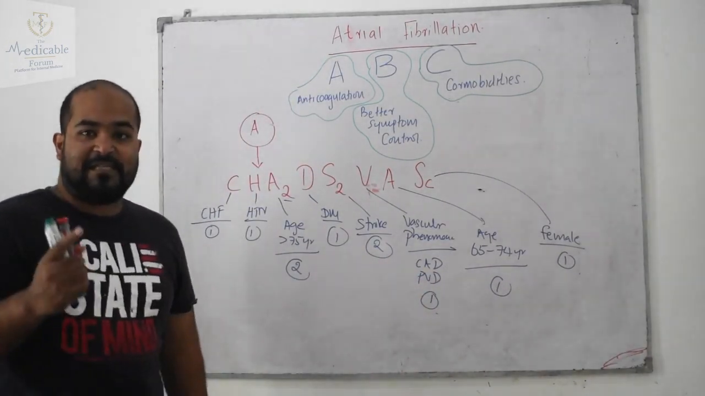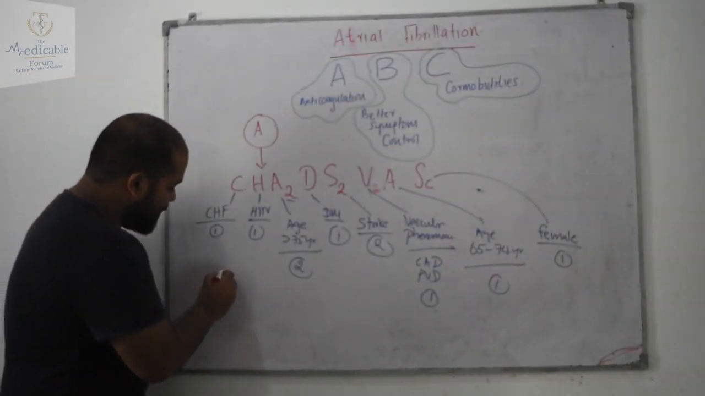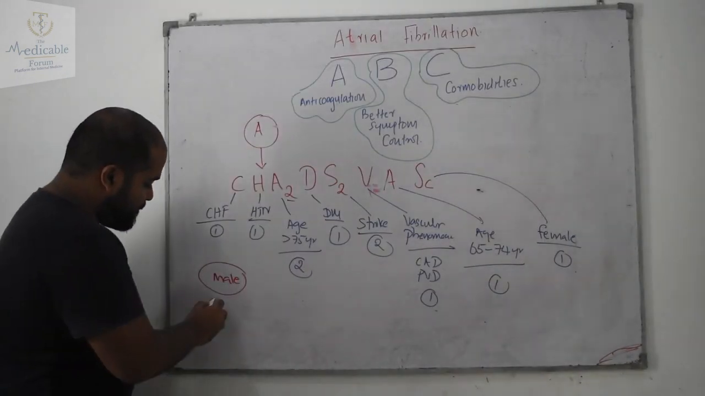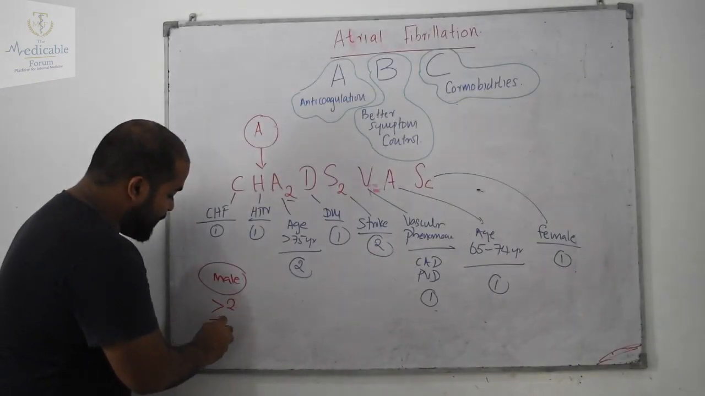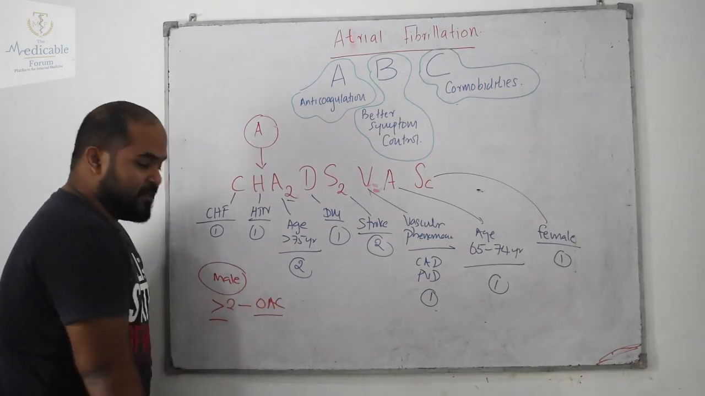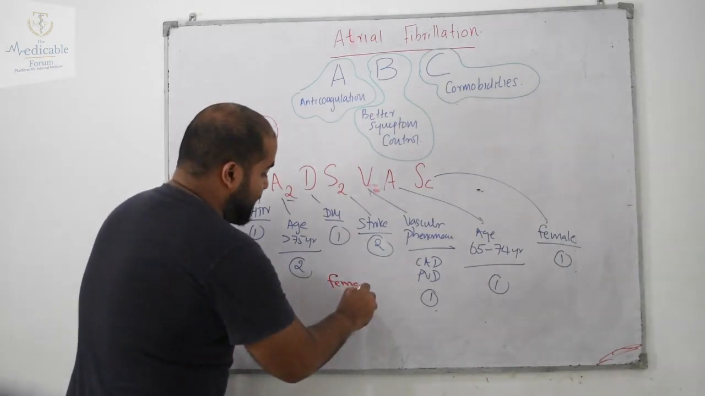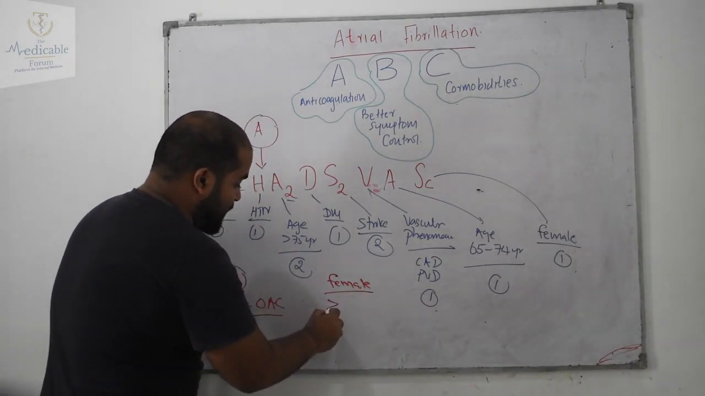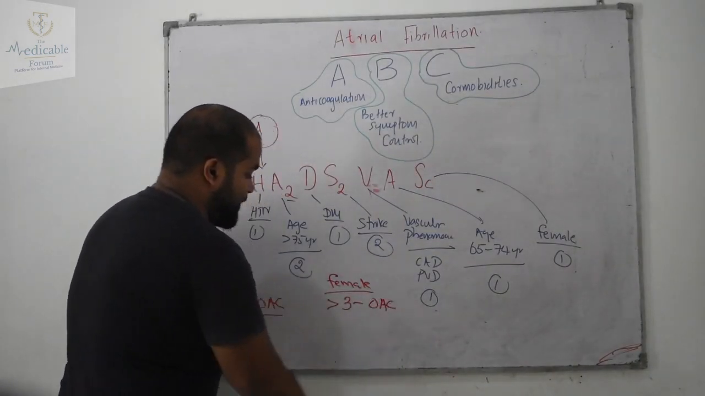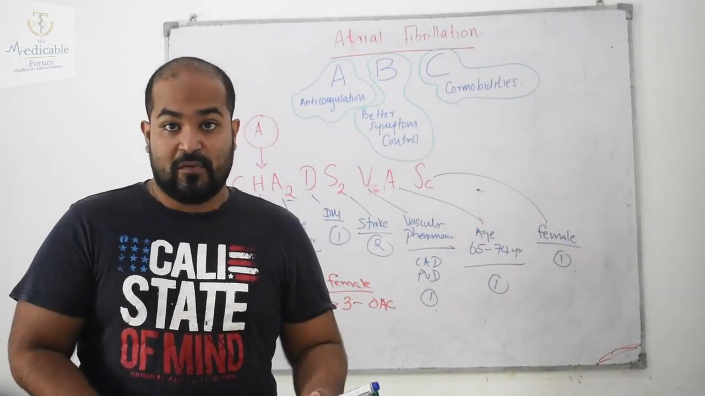So this is your Chadwick score. According to this score, if you are a male and your score is more than 2, you need oral anticoagulation. If you are a female and your score is more than 3, you need oral anticoagulation. For a female, the score should be more than 3. For a male, the score should be more than 2.